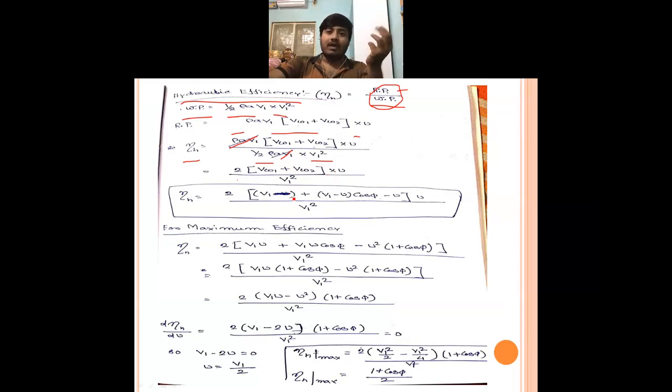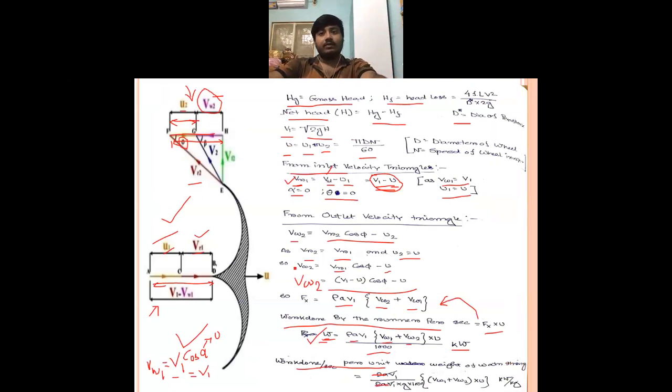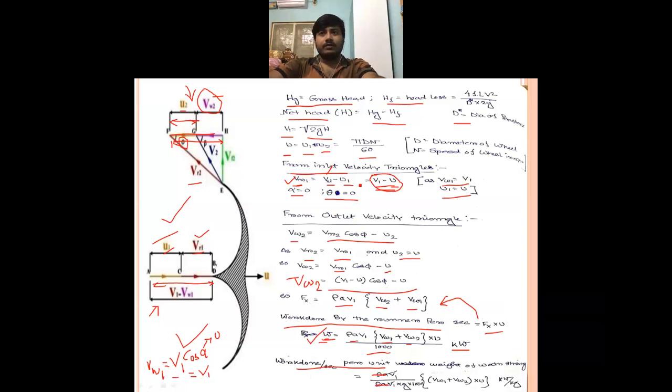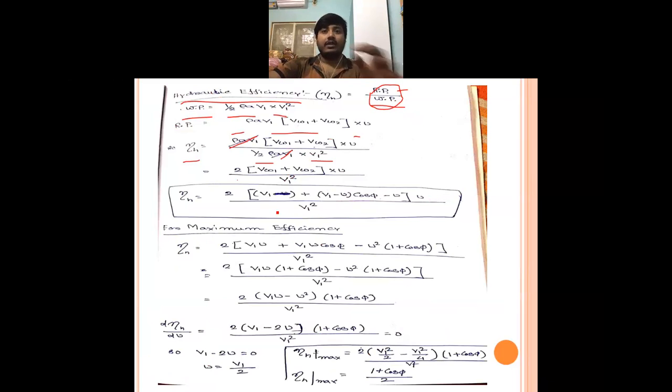Now we will put the values of vw1 and vw2, whatever we have got in the previous session. So this is the value of vw2 and this is the value of vw1. So we put this value over here. So vw1 is simply v1, and vw2 is the total of this. So 2 (v1 minus u)(1 plus cos phi) multiplied by u by v1 square. So you have to remember this equation. It is very much important.